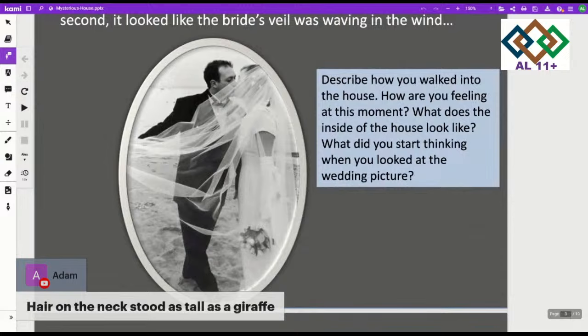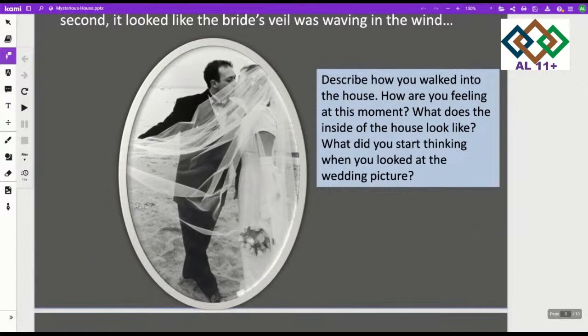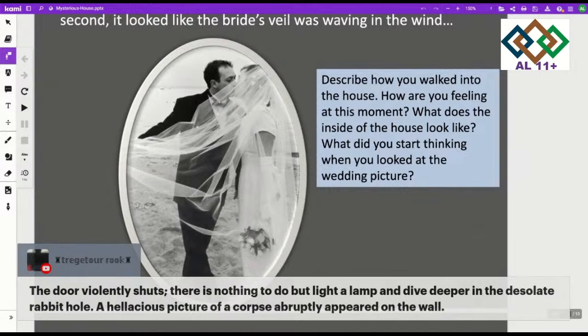imaginations, what you guys are putting. A ghost touches your shoulder and you feel a cold chill flow through him. That's a nice one. And I have a big one here. Let's put that one here. The door violently shuts. There's nothing to do but light a lamp. And remember, I like what you have written, but there's nothing to do but light a lamp.